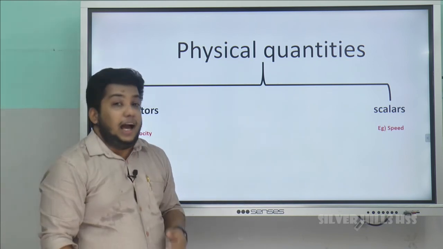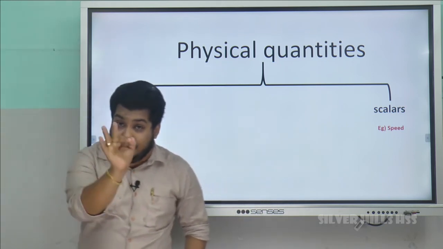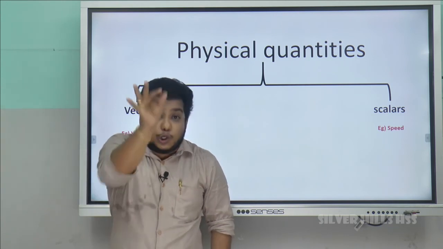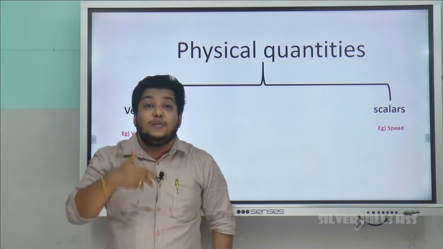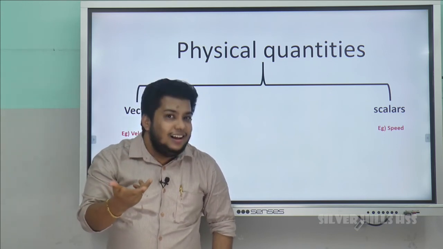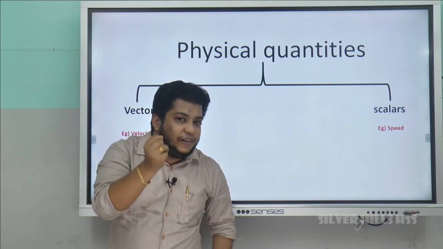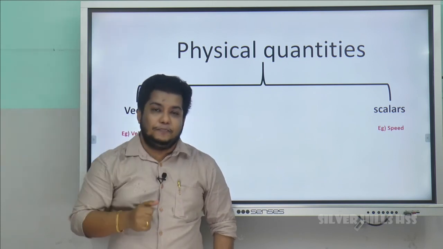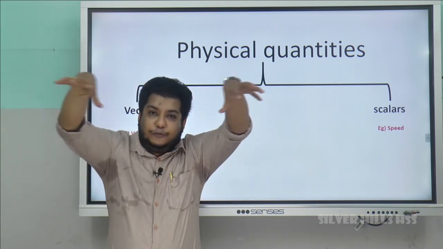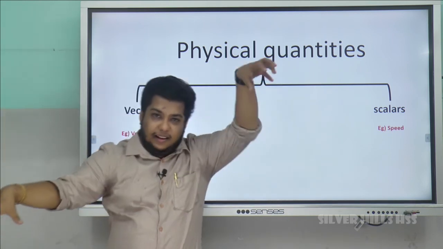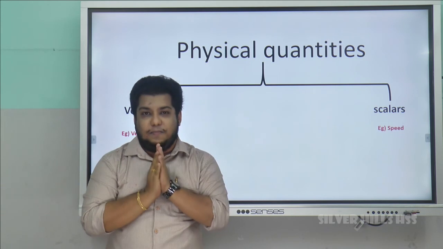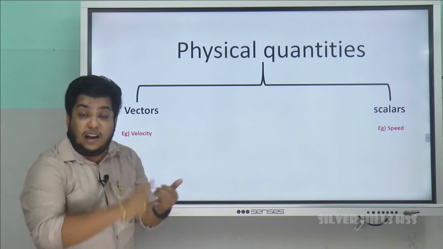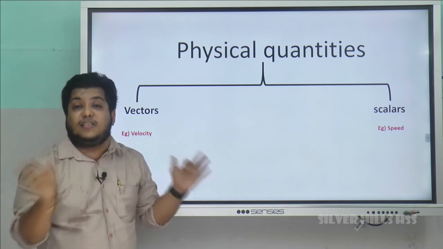Today we have started our chapter motion in a plane, and we have discussed what is meant by two-dimensional motion: those motions in which the position of an object can be specified by using two coordinates, x and y. Then we have discussed the classification of physical quantities, vectors and scalars, and their examples. By the next class, we are entering into the topic vectors, its classification, addition, multiplication, etc.